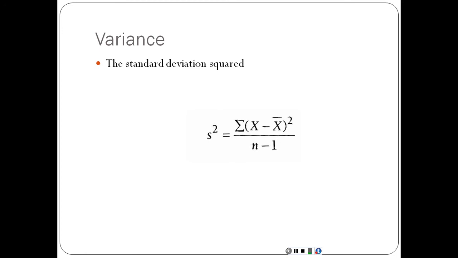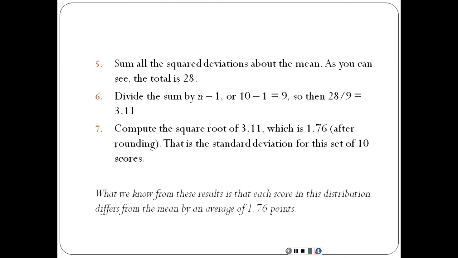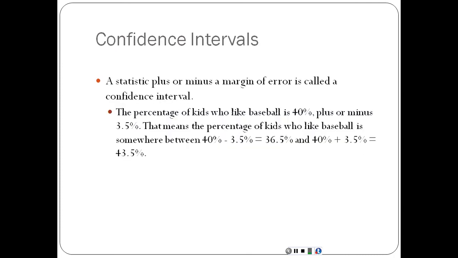So remember in our earlier example when the standard deviation was equal to 1.76 before rounding, the variance is equal to 1.76 squared, or 3.11. So let's go back and look. Here is step 7, where it says compute the square root of 3.11. Well, we wouldn't do that. We would just leave it as 3.11, and that would be the variance.